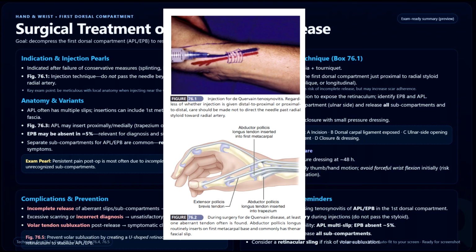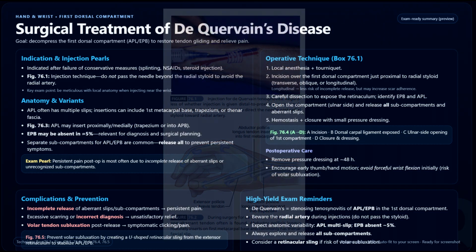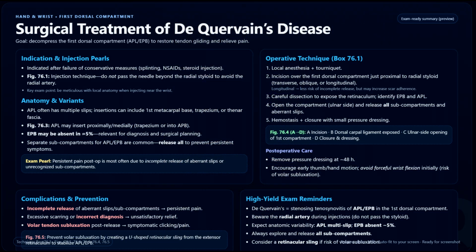Moving to Figure 76.2, we see the surgical field during an operation for de Quervain's disease. At least one aberrant tendon is often encountered. The abductor pollicis longus tendon may have multiple slips, sometimes inserting into the first metacarpal base, the trapezium, or even into the thenar fascia. These variations are clinically relevant because failure to recognize and release all compartments can result in persistent symptoms after surgery.